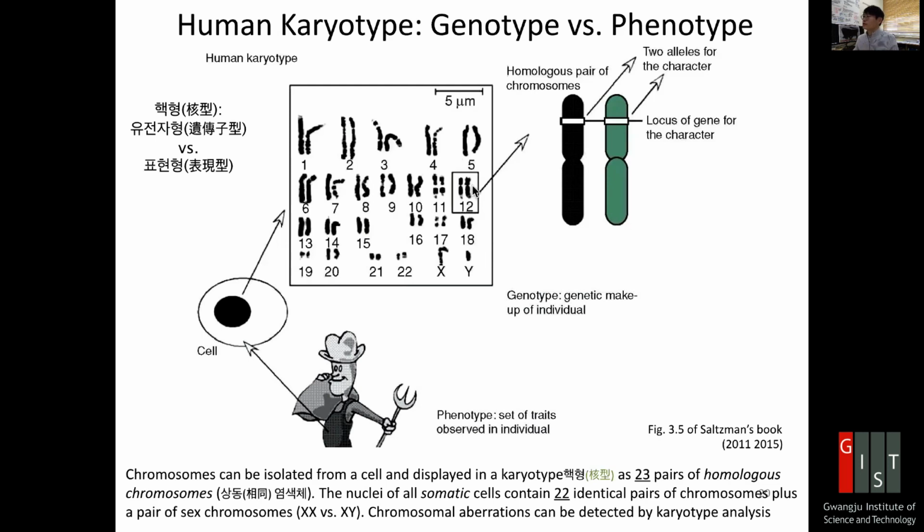And for example, this chromosome number 12, one from father, one from mother, is a pair, a homologous pair of chromosomes, and the versions of a gene on each chromosome are called alleles. So there are 2 alleles for the character, and the location on the chromosome of a certain genetic unit is called the gene, and that's the gene locus for that character.